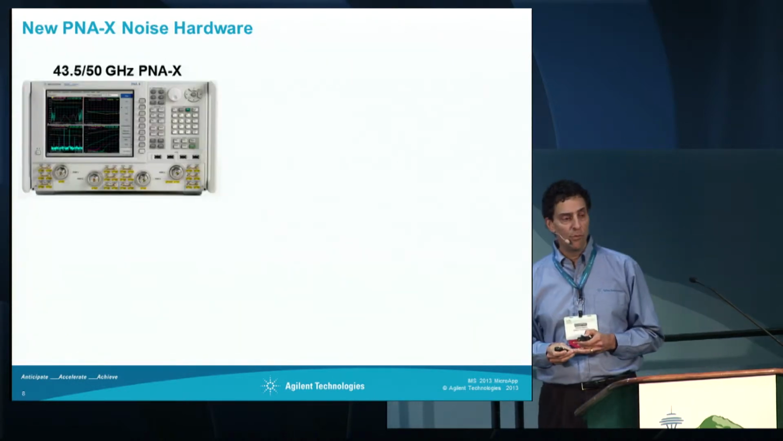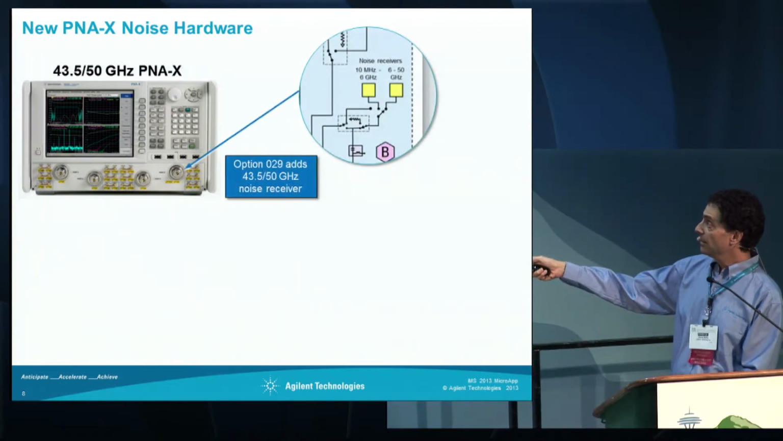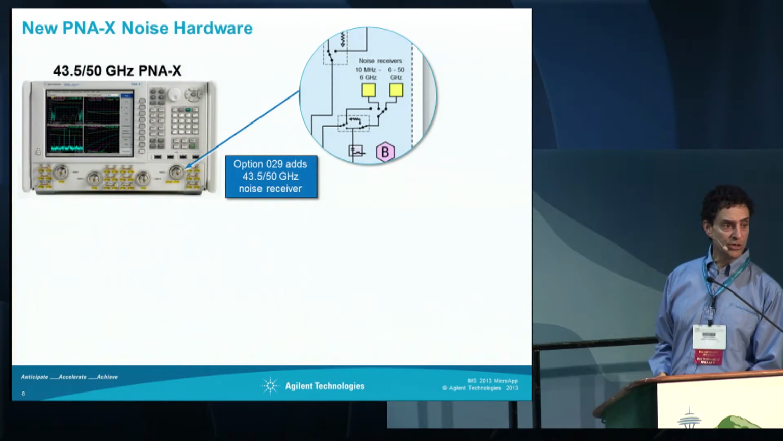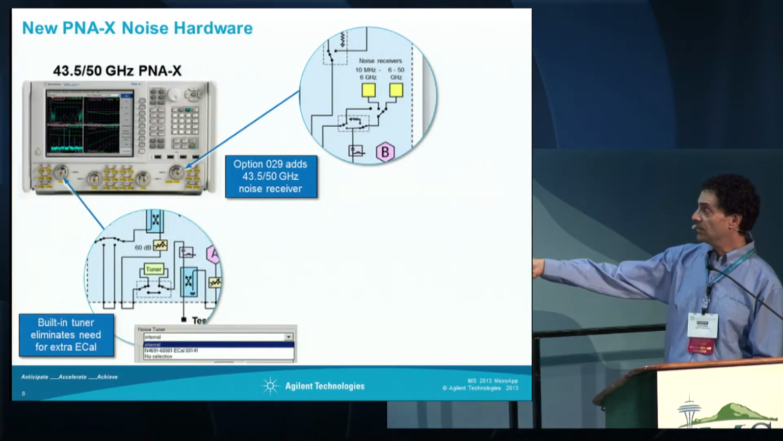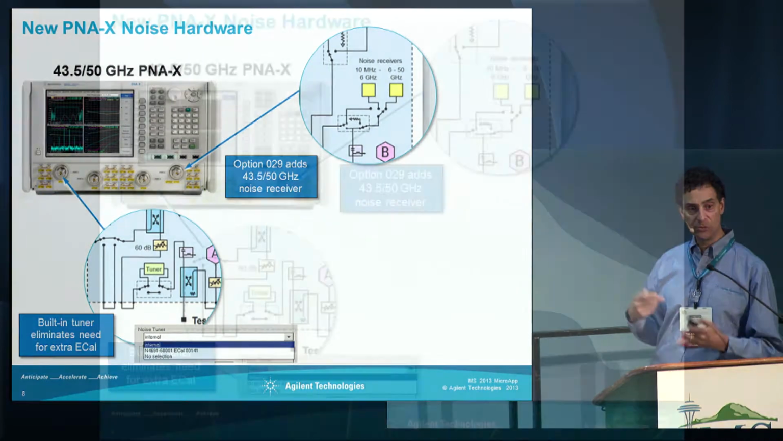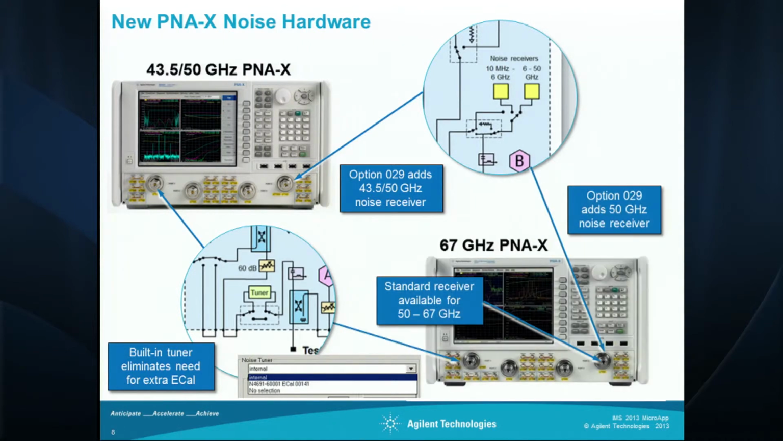A little bit of what's new. We have now a new 50 gigahertz noise receiver. We're showing that here at the show. One of the nice things is the impedance tuner that we use as part of our vector noise correction is now built in. And that hardware is also available in the 67 gigahertz PNA-X, but it only works to 50 gigahertz. So between 50 and 67 gigahertz, you have to use the standard NA receiver.